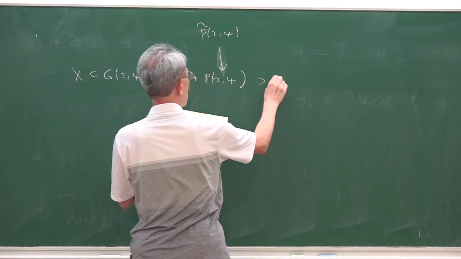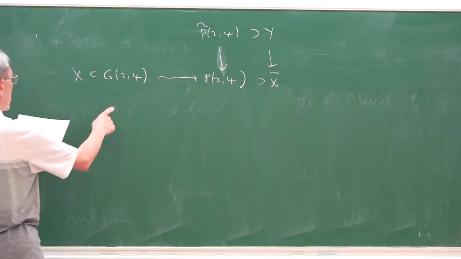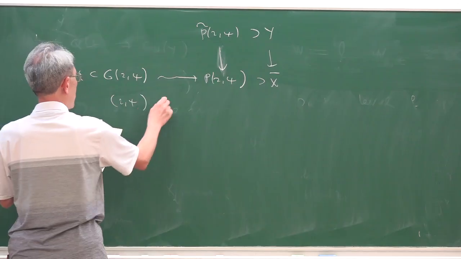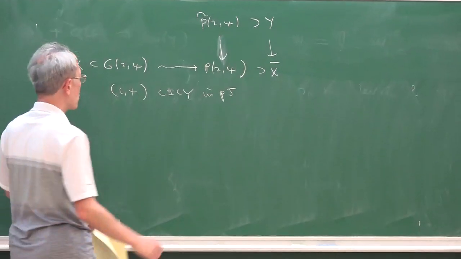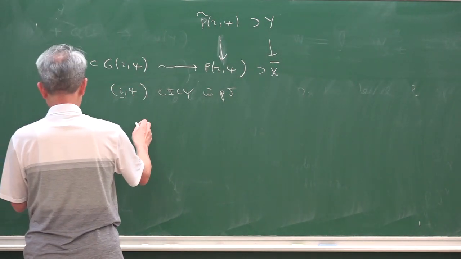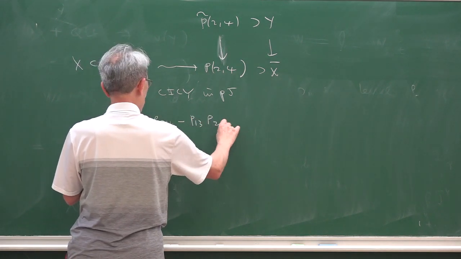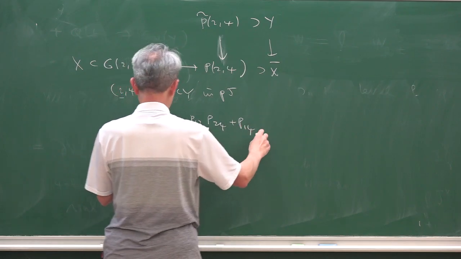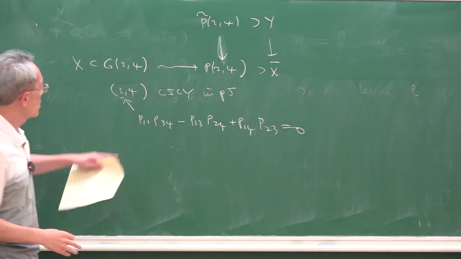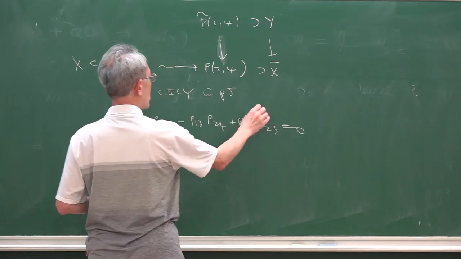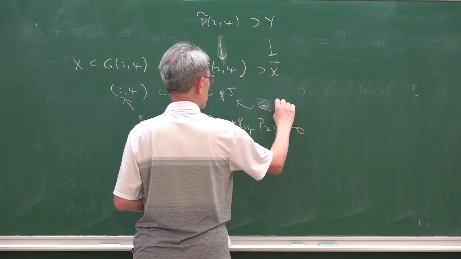And you have S bar here, right? And here is X. And this is actually a complete intersection in P5 by the following two equations. The 2 is just the Fano index. So p12 p34 minus p13 p24 plus p14 p23 equals 0. This is a quadric. So the Grassmannian is embedded inside the projective space P5 as a quadric.